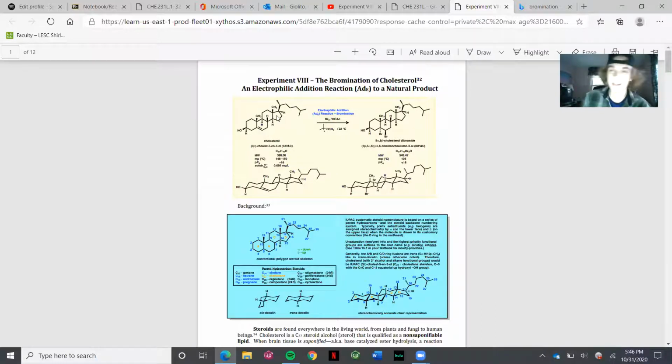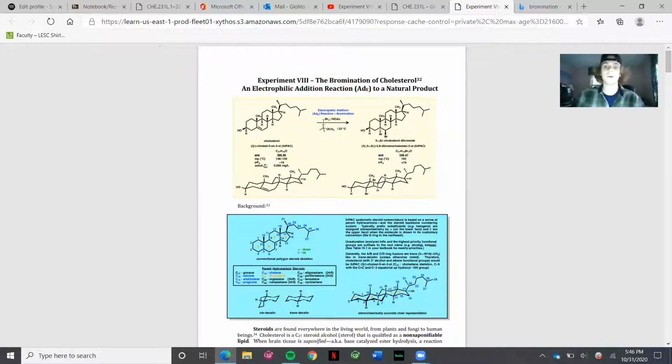So it's a very big, intimidating looking molecule, but really we're just focusing on this double bond here. One side has two carbon substituents and one has a singular carbon substituent. The other is a proton. It's just not labeled because we don't draw in all the protons. And so we are brominating it.